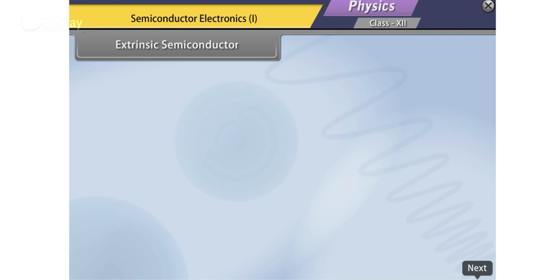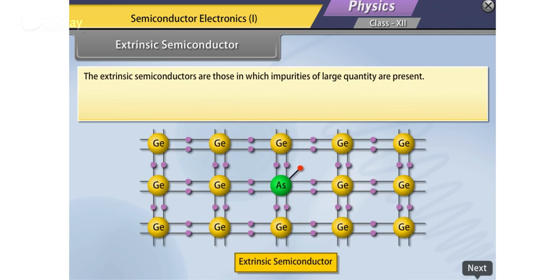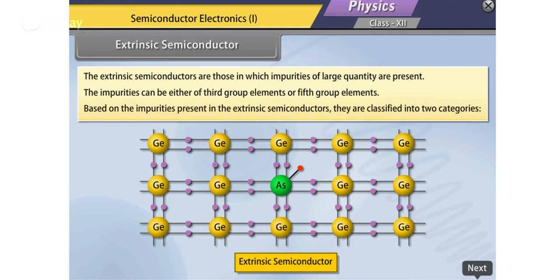Extrinsic semiconductor. The extrinsic semiconductors are those in which impurities of large quantity are present. The impurities can be either of third group elements or fifth group elements. Based on the impurities present in the extrinsic semiconductors, they are classified into 2 categories.